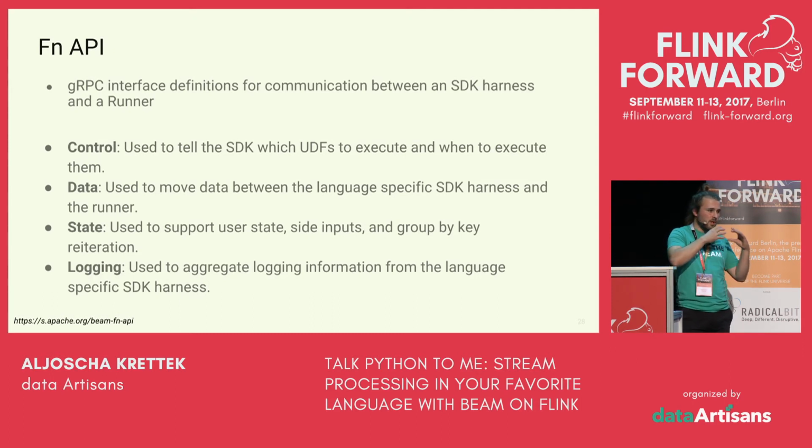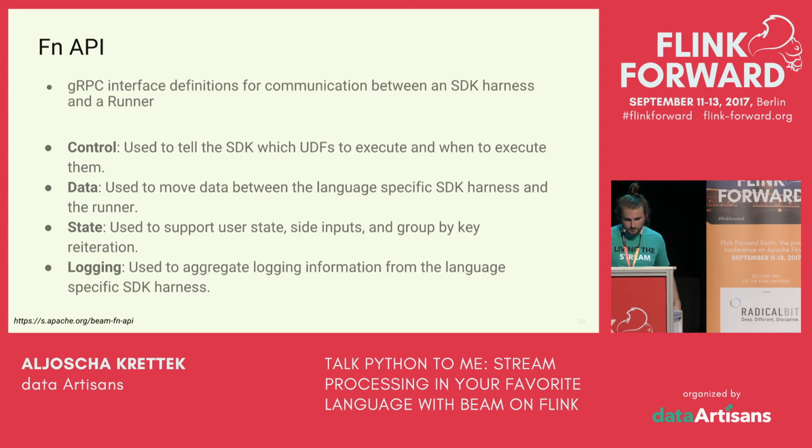Because if you run user code in some other process, maybe because you run Python, it runs in a different process, you still want to get the logging output of that user code somehow back to your runner, in this case Flink. And this is what the logging API is for. Using this, a user function can send log output to the runner, and then the runner can send it to whatever logging system is configured for the runner.